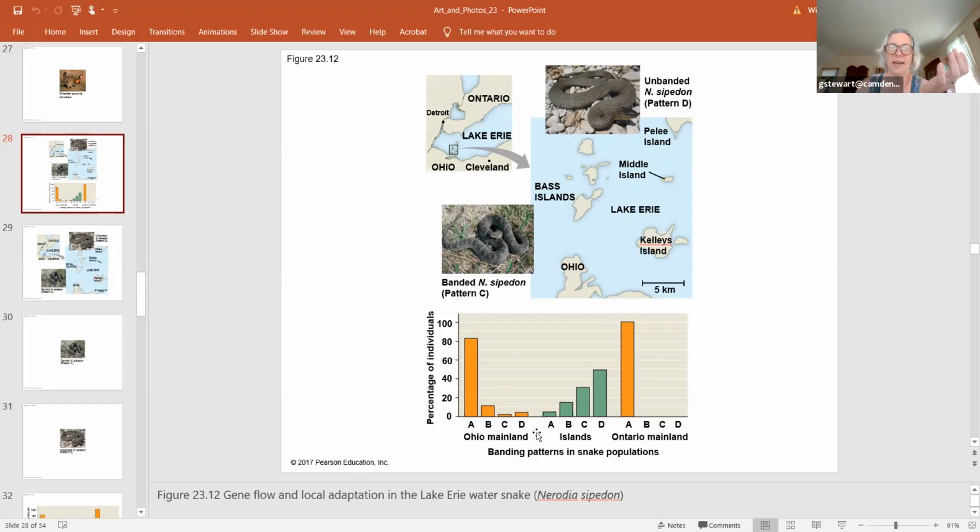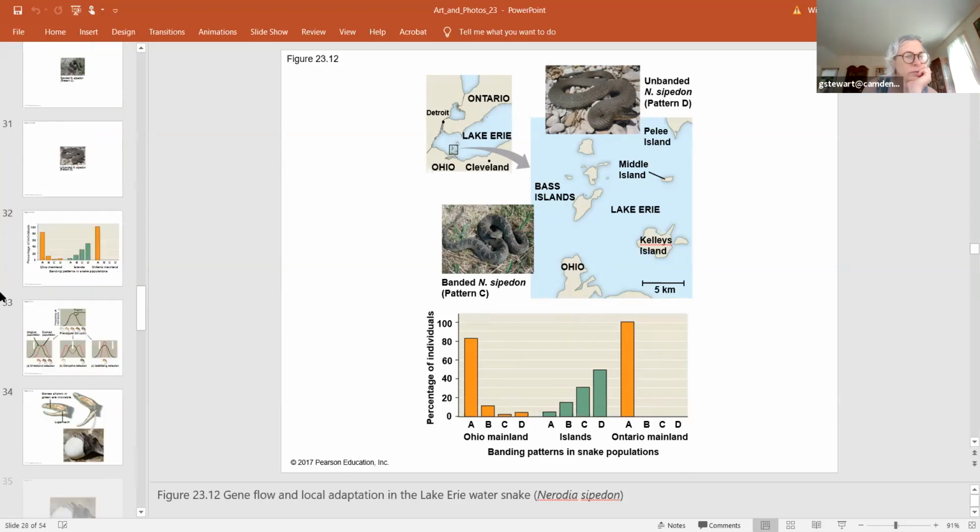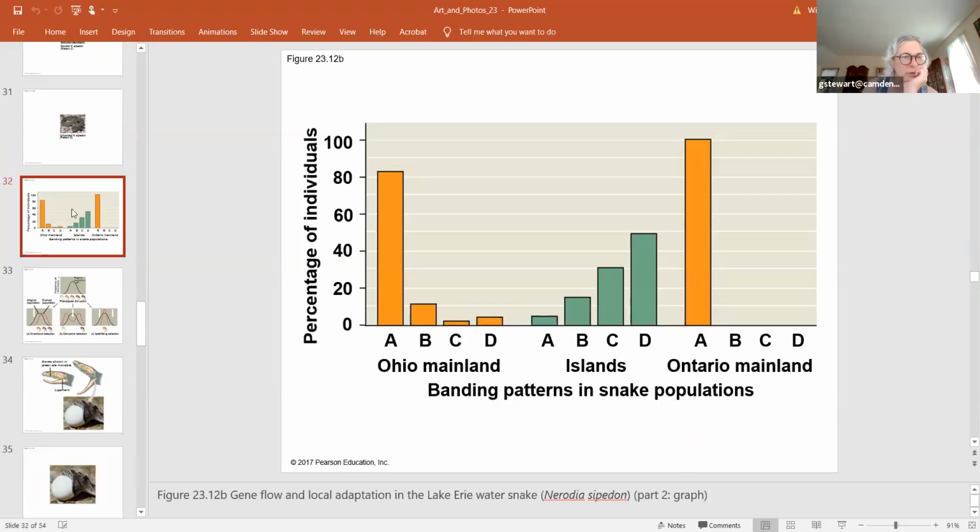And you can see that on the Ohio mainland and in Canada, there's predominantly, I think this is supposed to be the banded ones, right? And the unbanded are here in the islands, but you still keep seeing banded ones occasionally or unbanded ones occasionally, because the snakes can actually move from place to place. So that'd be an example of gene flow, because they're actually immigrating and emigrating. And so we start to see banded on both the mainlands.